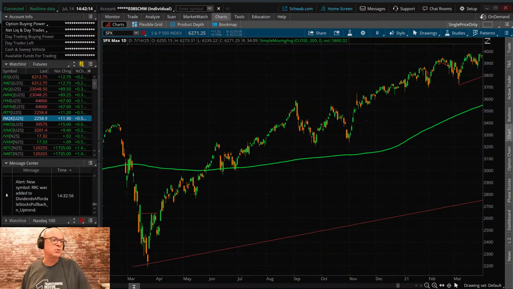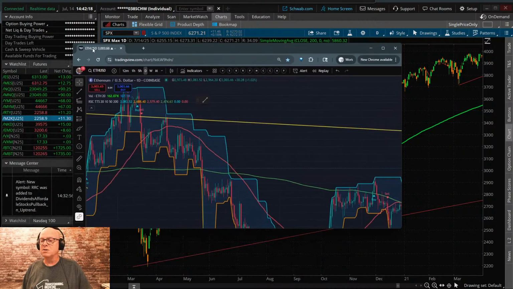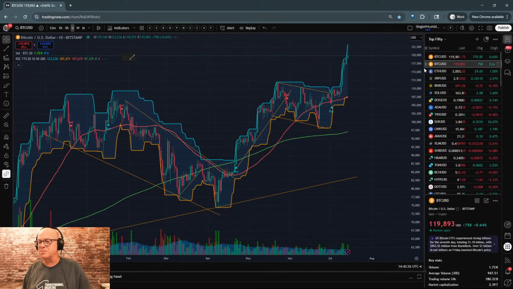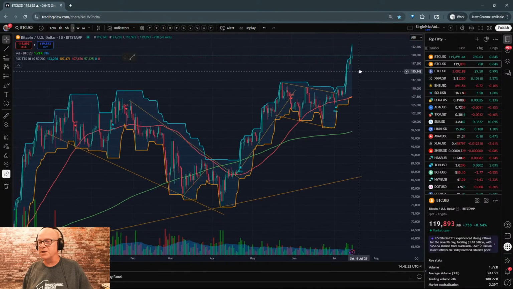I do want to bring up our friend Bitcoin and cryptocurrency. This is Ethereum. Ethereum has had a nice breakout. Okay, but the real star has been Bitcoin by itself.